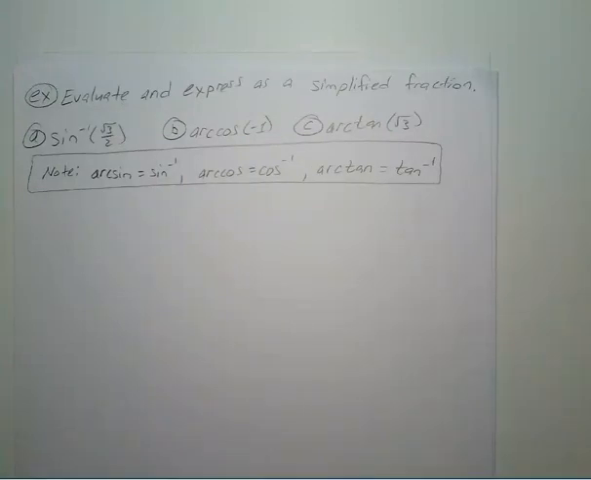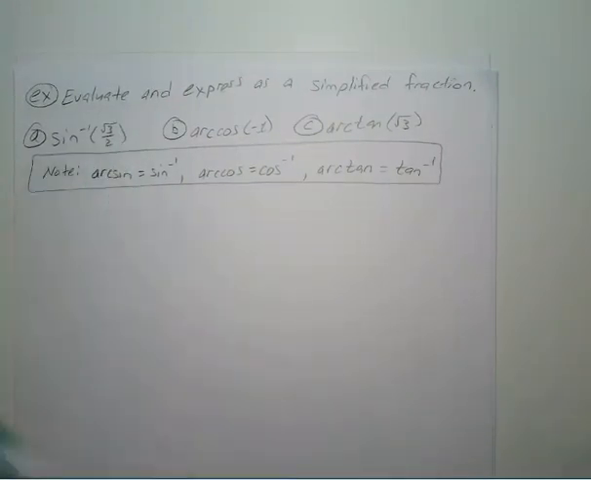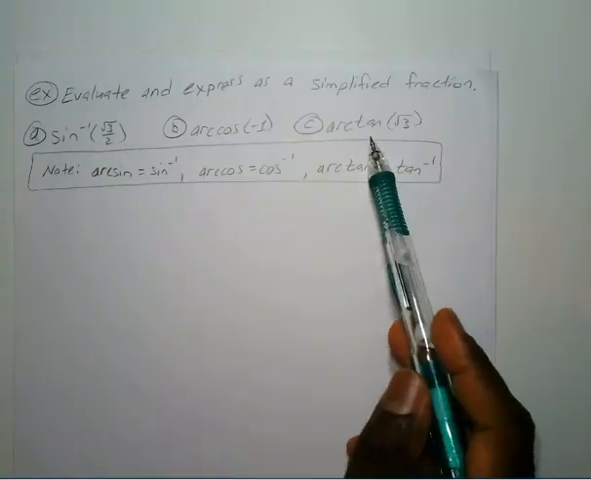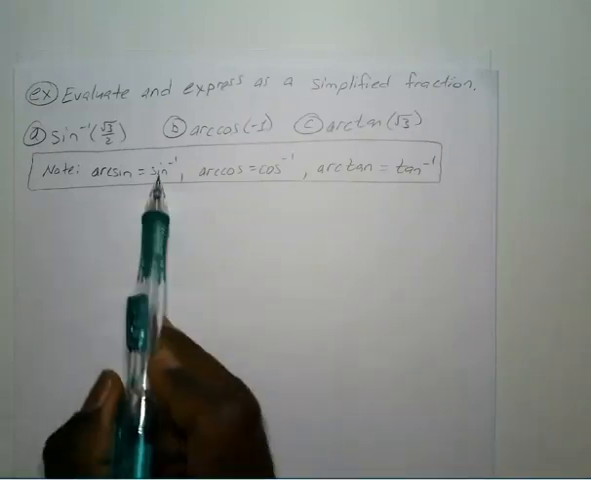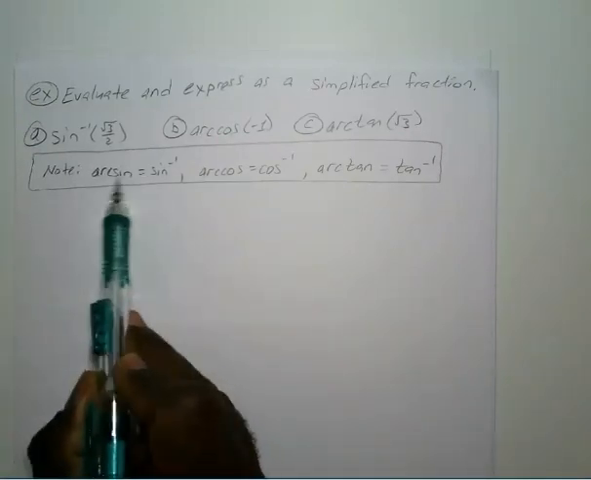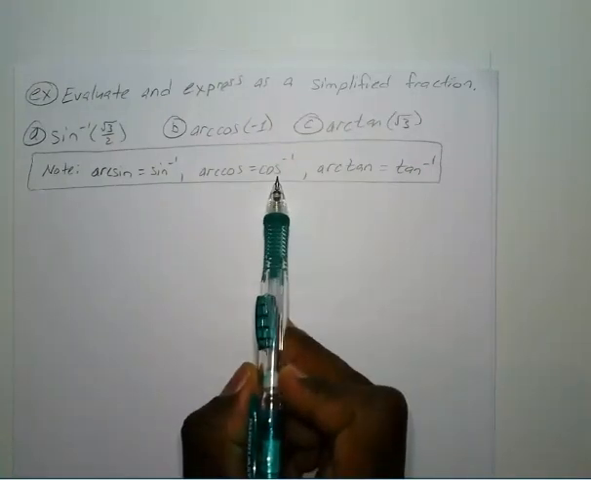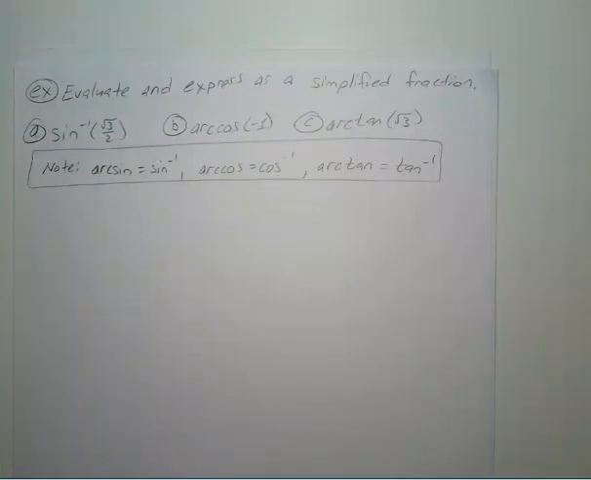What if we wanted to evaluate and express as a simplified fraction? What if we have sine inverse of square root of 3 over 2, arc cosine of negative 1, and arc tangent of square root of 3. Now, sine inverse and arc sine mean the same thing. Arc cosine and cosine inverse mean the same thing. Arc tangent and tangent inverse, same thing, just different notation.